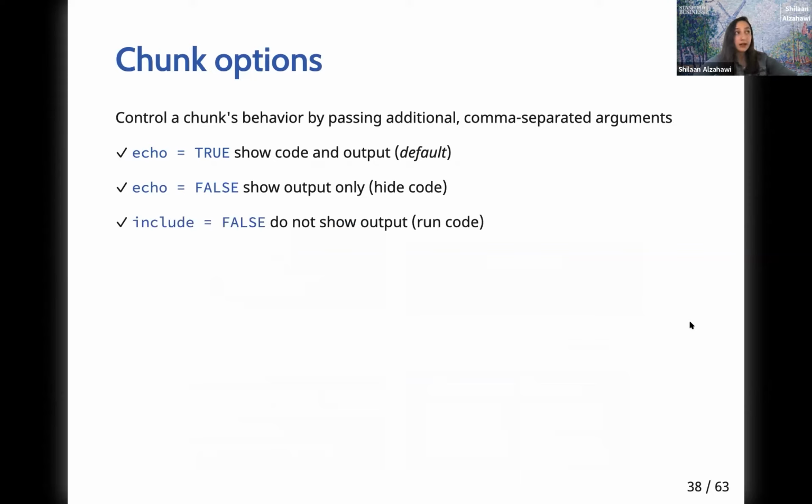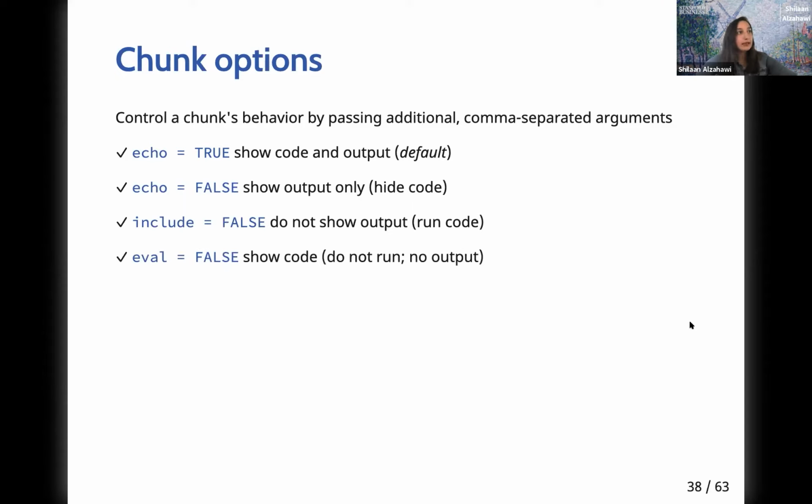You could also, instead of echo, write include equals false, which means do not show my output at all, but do run the code. So this is helpful if, for instance, it's your first chunk in which you specify all the packages that you need, if you load all the packages that you will use in your Markdown file. Or it's useful if you just want to create an object. For instance, you want to run a regression. So you create a regression model object so that you can later refer to it. Then this is how you do that. You specify include equals false.